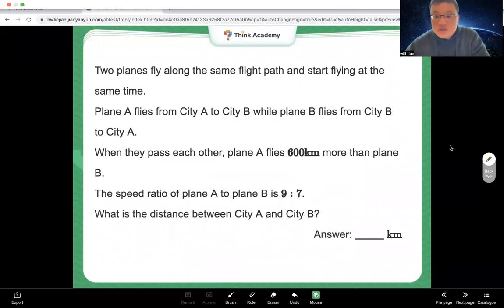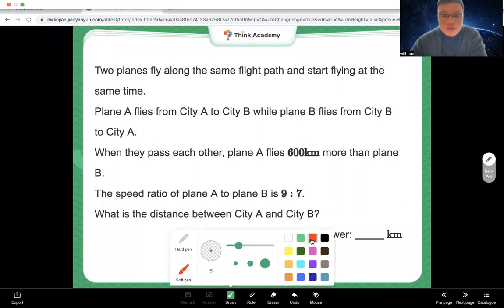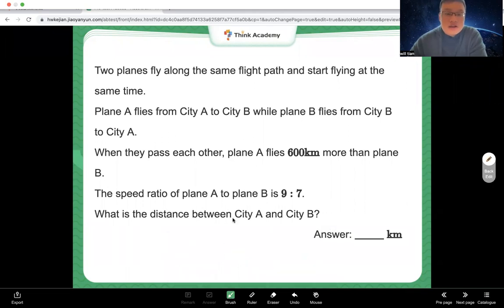And then next question. This question, I think, is from the mastery, right? Let's see. It tells you that two planes fly along the same flight path and start flying at the same time. Plane A flies from CDA to CDB, while plane B flies from CDB to CDA. When they pass each other, plane A flies this much more than B, and the speed ratio of them is 9 to 7. Our question is, what is the distance between these two cities?